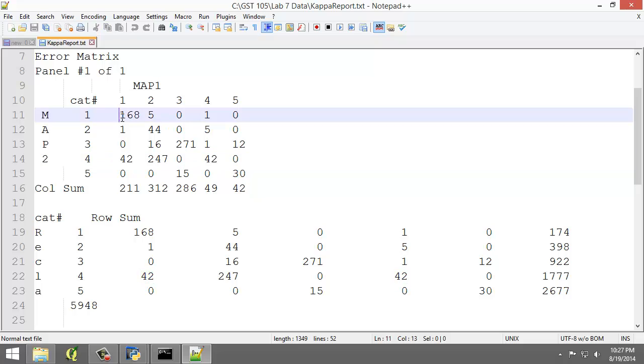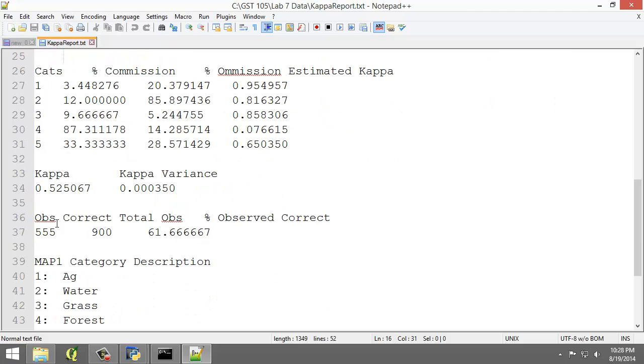If we sum the diagonal, so 168 plus 44 plus 271 plus 42 plus 30, there we go, we get 555, which represents the number of cells that were classified correctly. If we sum the column sum row, we get 900, which represents the total number of reference cells. So if we divide the number of cells classified correctly by the number of reference cells, we get 555 divided by 900, which equals 0.6166, which represents a 61.66% accuracy rating of the classification. And this is reported in lines 36 and 37. I'm going to scroll that down here. There you go. Essentially, this is the overall accuracy measure from the kappa report.